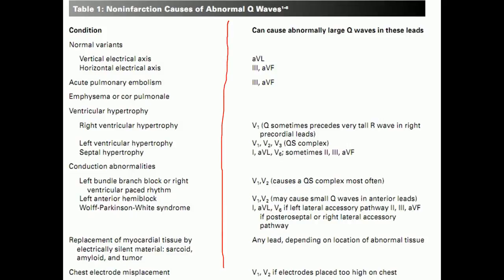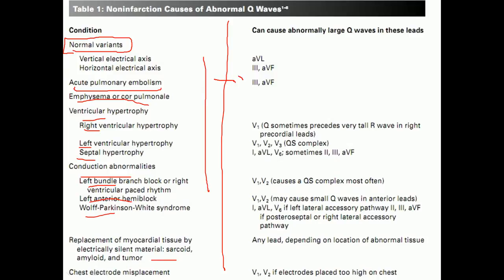In summary, on the left side of this screen, there is an abbreviation of the mechanism of Q wave production. As you see here, a normal variant Q wave is also possible due to vertical electrical axis and horizontal electrical axis. Acute pulmonary embolism, emphysema, and cor pulmonale, ventricular hypertrophy, either right side, left side, or septal, will produce Q waves. Conduction abnormalities: left bundle branch block, left anterior hemiblock, and WPW syndrome. Replacement of myocardial tissue by electrically silent material like sarcoidosis, amyloidosis, tumor, and infarct or scars, and also chest electrode misplacement will produce some Q waves in the respective leads that are drawn on the right side of the screen.